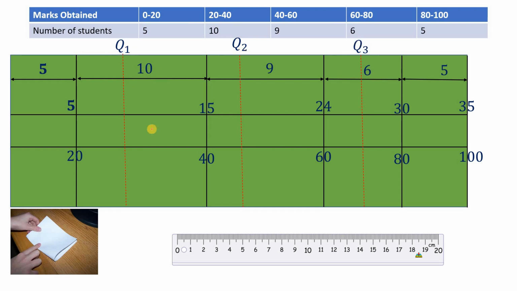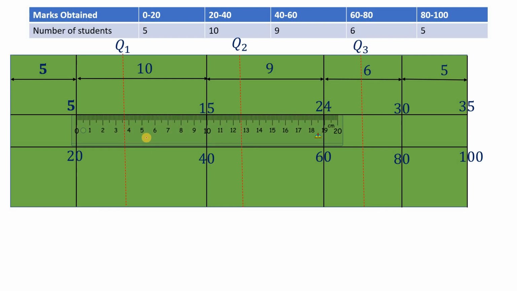Now let's find the exact value. Let's bring this ruler over here. Then we are going to measure the distance from here to the first quartile. Let's look at this box, which is 3.7. Now the main idea is to find the distance from here to here, which is the first quartile.